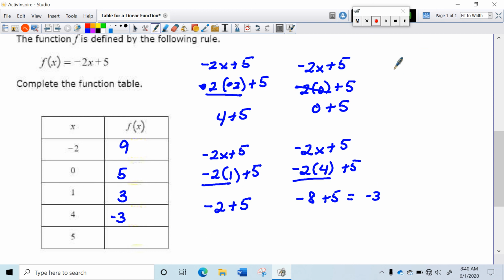And then one last one, I'll squeeze it in over here. Negative 2 times 5 plus 5. Negative 2 times 5 is negative 10. Negative 10 plus 5. Again, the signs are different, so you find the difference. You subtract. 10 take away 5 is 5. The 10's larger, it's negative. That means you have a negative 5.